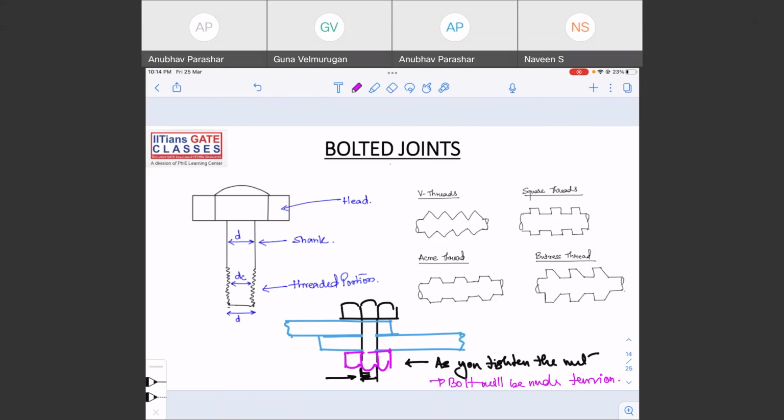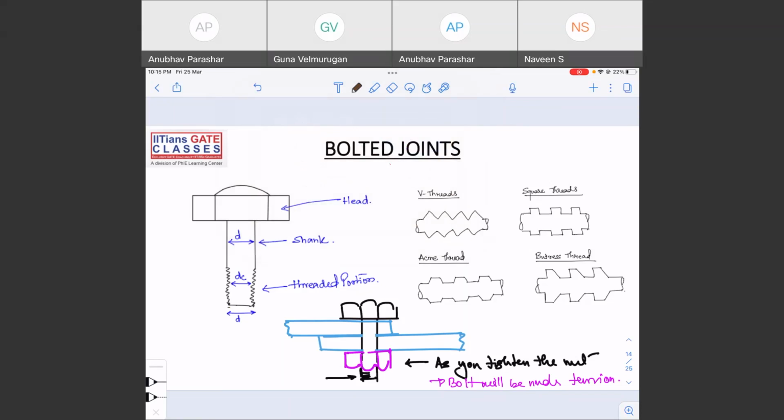If you keep on tightening, and the material of the plates has good strength, meaning the materials are not getting crushed, there is a very big possibility that the bolt will actually fail because of tension. So what to do? We can pre-compress the bolts. What do I mean by pre-compress the bolts? I will induce compressive stress, then put the bolt and tighten the nut. So I will induce some pre-compressive stresses.